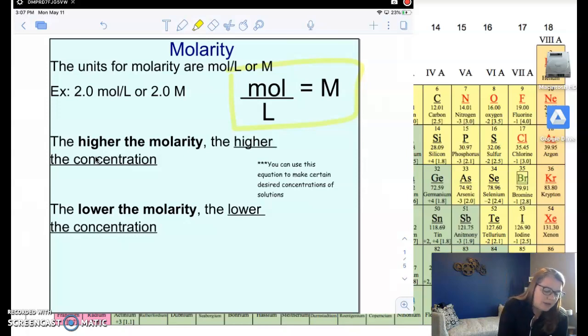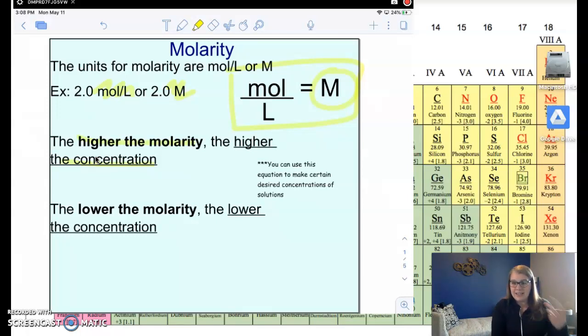So this capital letter M is our variable for molarity. Sometimes it's just written as moles per liter. I tend to use the M the most often because I'm lazy and that's easier. But please note it's just a capital letter M. So essentially the higher the molarity, the higher the concentration.